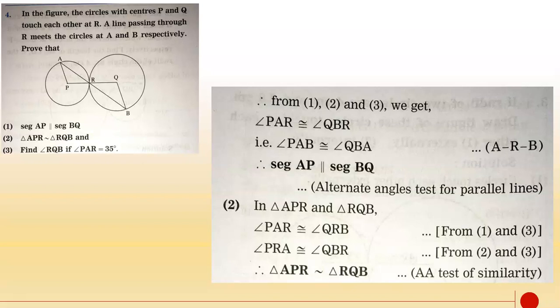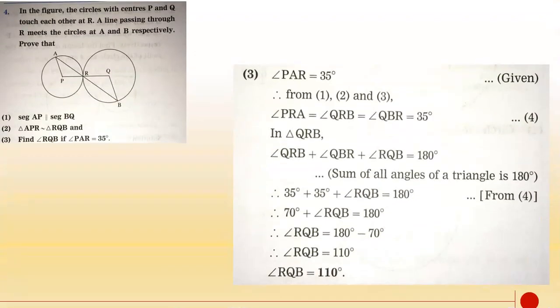This proves my second sub-question. Now let us go to the third. For the third one, I have given information, and that is angle PAR is given as 35 degrees. So from 1, 2 and 3 I can say that angle PRA is equal to angle QRB is equal to angle QBR, and all these are equal to 35 degrees. From where did I get this? From statements 1, 2 and 3, where I have proved those angles as equal or congruent.